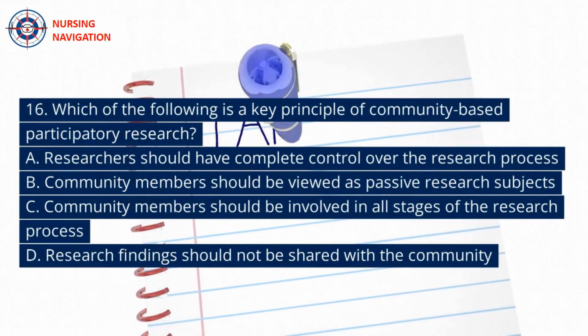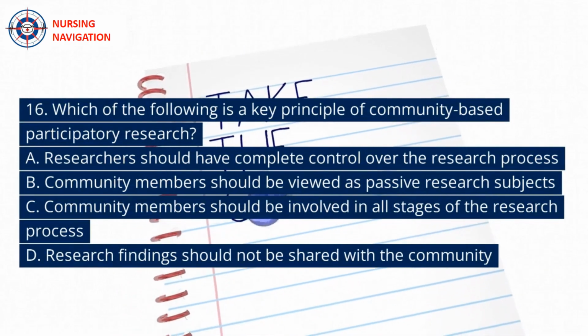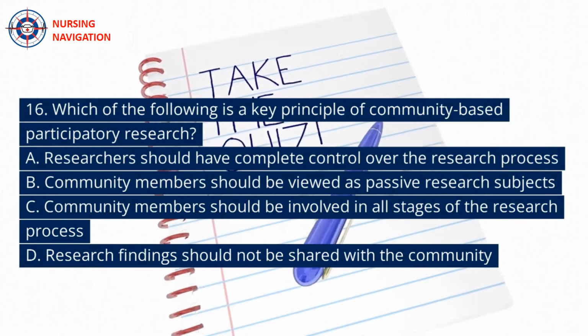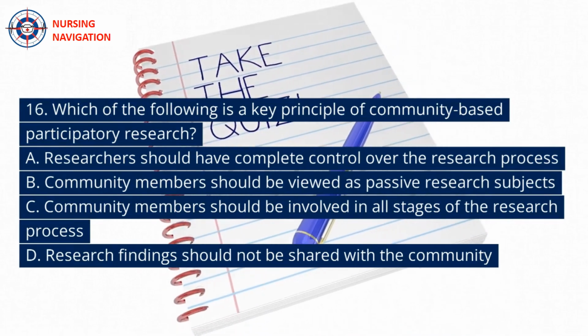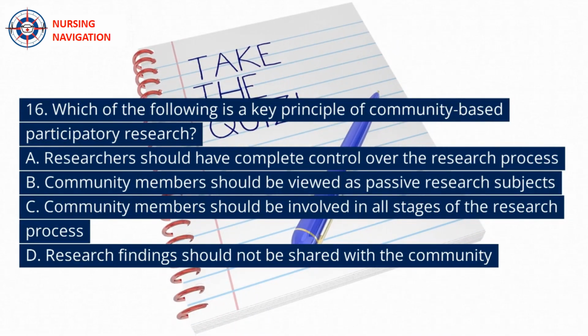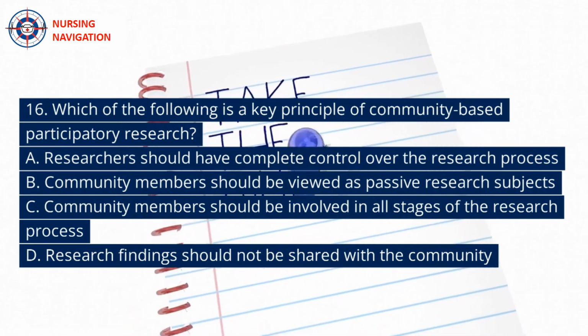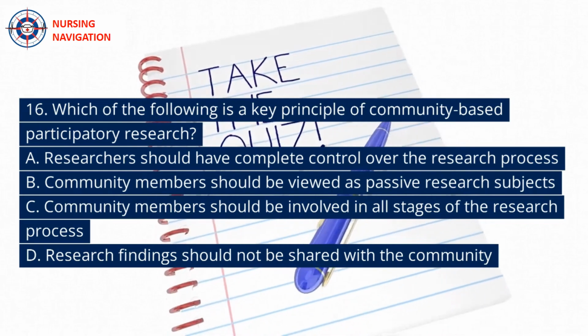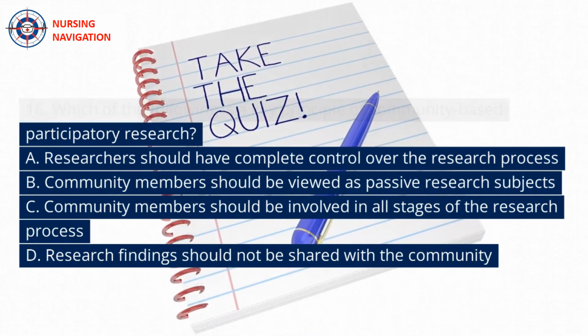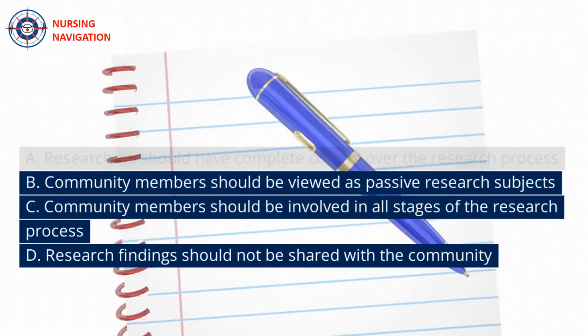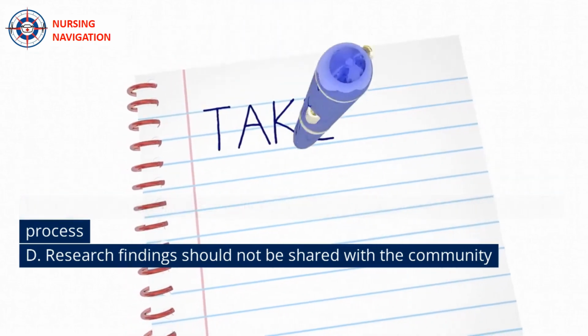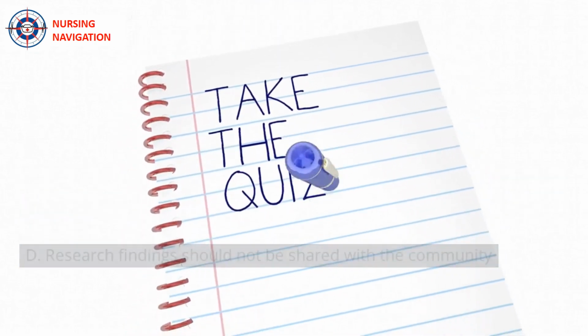16. Which of the following is a key principle of community-based participatory research? A. Researchers should have complete control over the research process. B. Community members should be viewed as passive research subjects. C. Community members should be involved in all stages of the research process. D. Research findings should not be shared with the community.